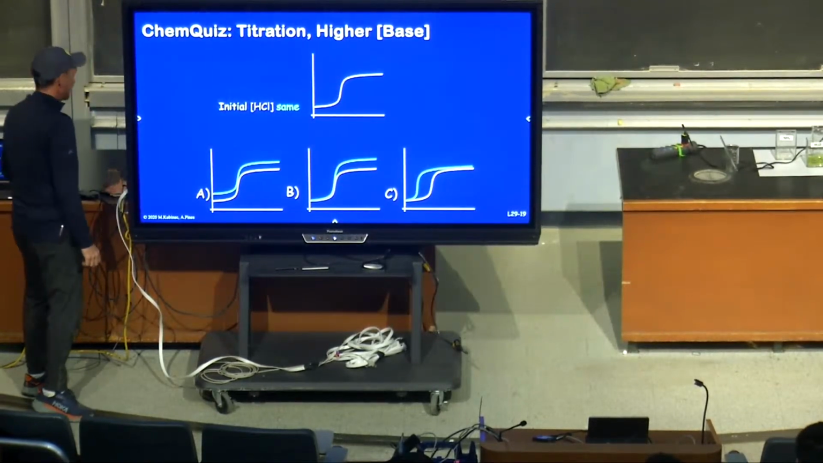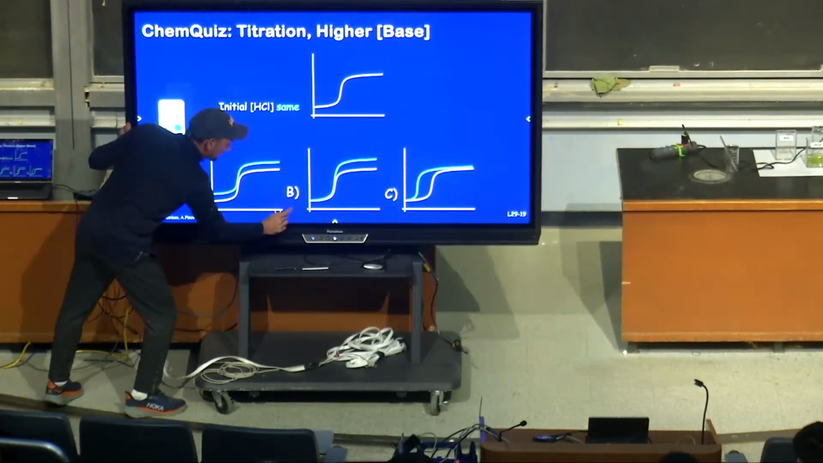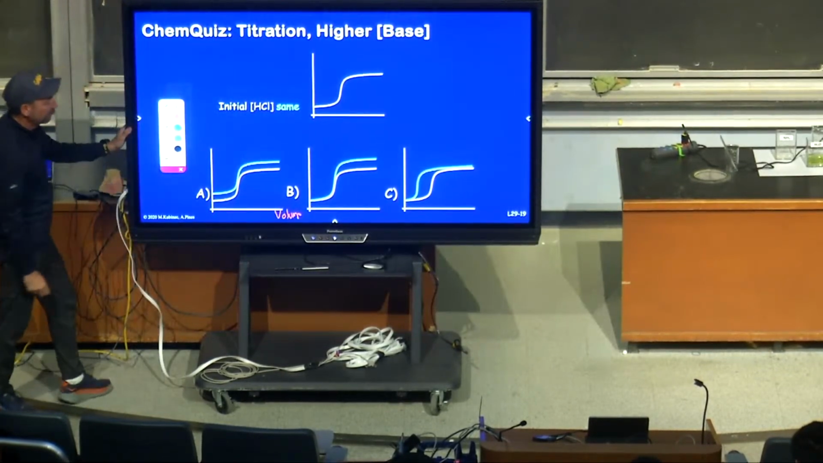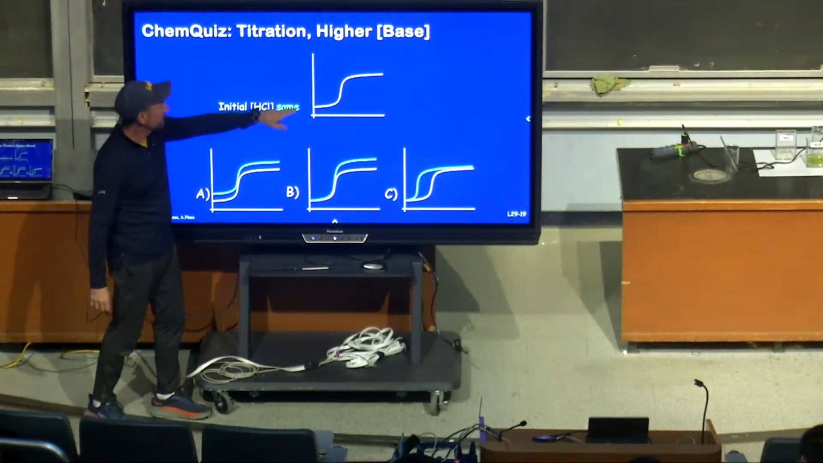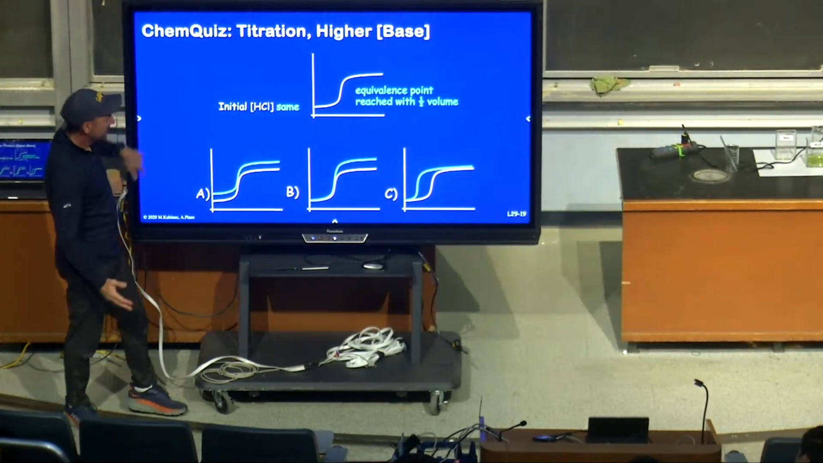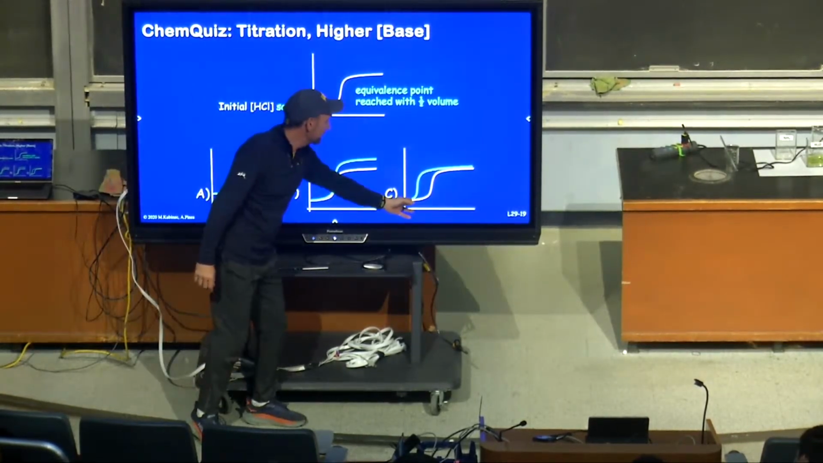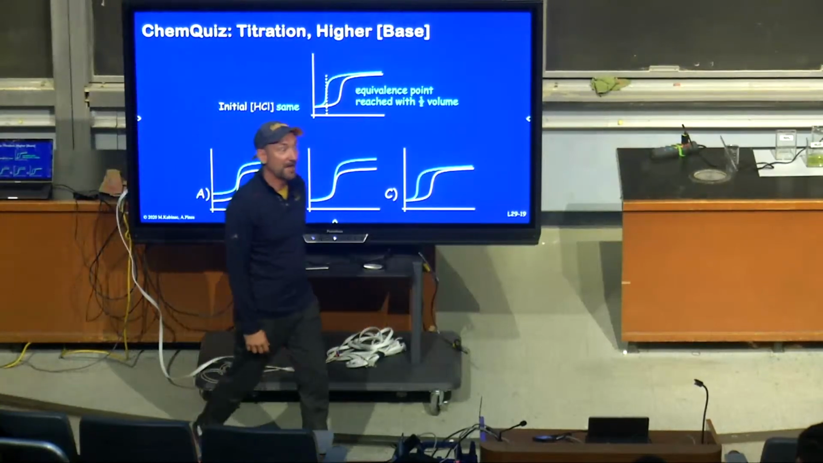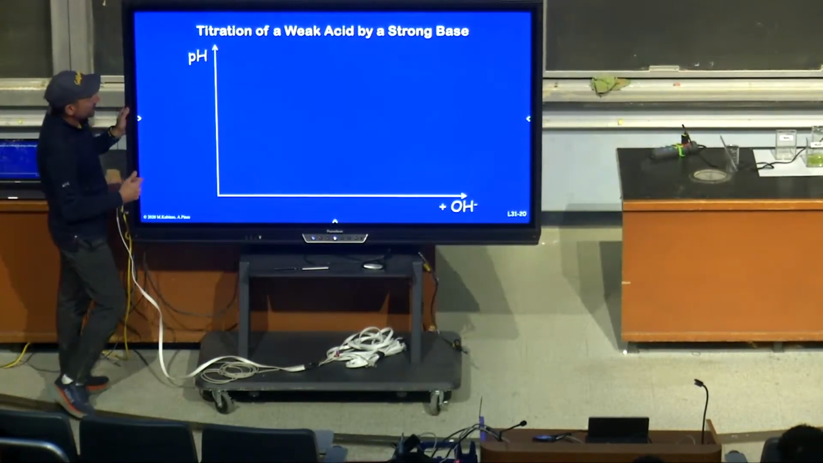So what happens? It's important to note here, I'm just going to write it down. This is now volume of base. It's not the total number of moles. I'm adding more concentrated base, so I'm adding the moles faster. More concentrated base along that axis. So in this case, what are the things we should look at? Initial pH is the same. I didn't do any dilution. But I'll reach equivalence point with half the volume because I'm adding the base twice as fast. But that's the only thing that changes. I get to equivalence point faster. Okay? So that's a feature of titration curves.